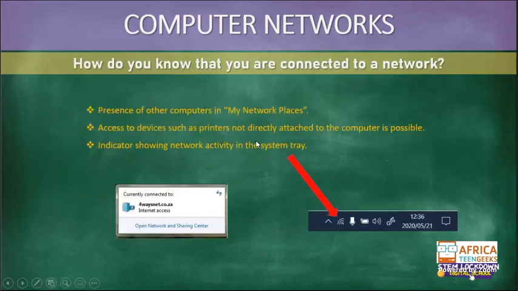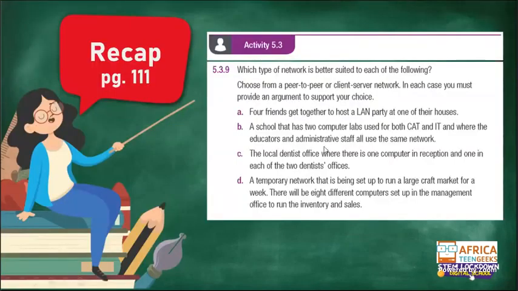And how do you know that you are connected to a network? If you check on the taskbar where you have the time, and you see this there, then you should know that you are connected to the network. And also, if you go to the network and internet through the control panel utility, you will see the computers that are connected, and it shows you have internet access, right?